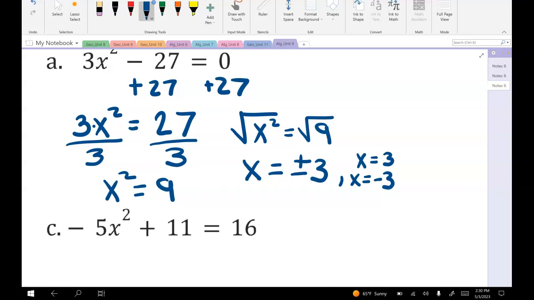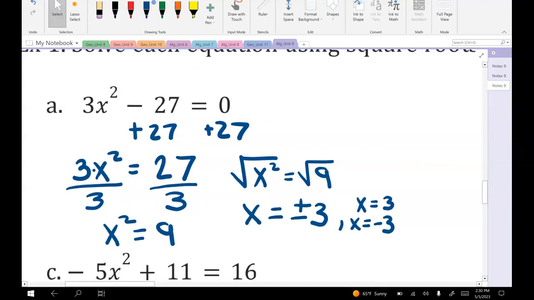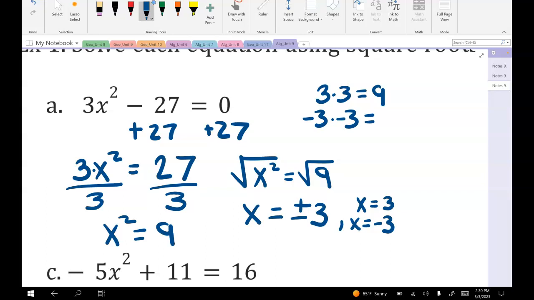When you take the square root of a number that's set equal to x squared, you'll always use that plus or minus. Because if we were trying to get back to 9, we can get back to 9 two ways by multiplying. We could take 3 times 3, that's equal to 9, or negative 3 times negative 3, that's equal to 9 as well.